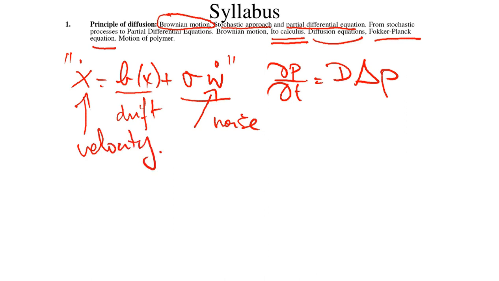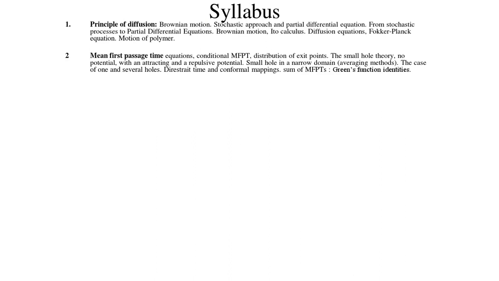And then we will spend some time on describing the motion of a polymer, especially of a monomer inside the polymer. Then I will spend time on the mean first passage time equation. I will derive what they are, especially looking also at the distribution of exit point.